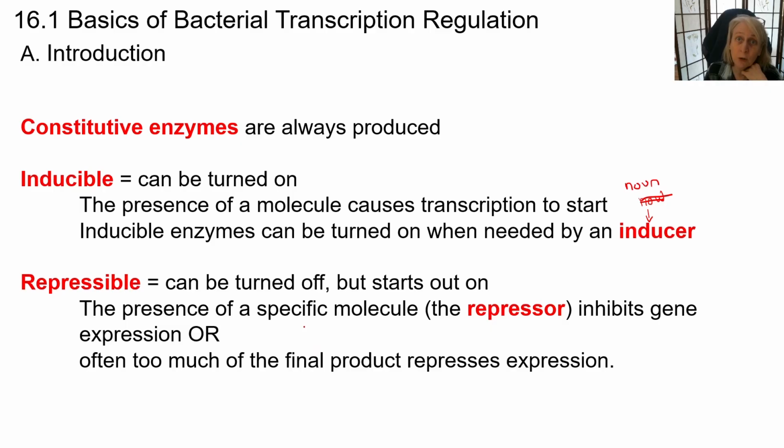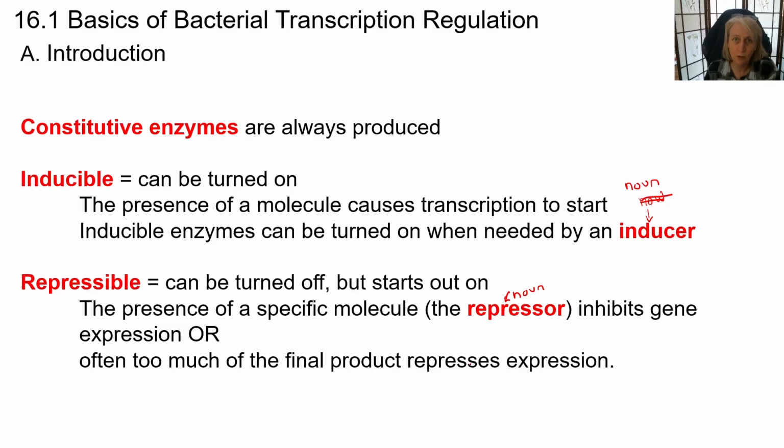A repressible section of the code can be turned off, but it starts out as on. The normal state of it is to make that product. The presence of a molecule turns it off. So if the repressor, again a noun, this is a molecule, is in the environment of the bacteria, it stops making transcripts of this gene. Often the repressor is the thing that the gene itself codes for.